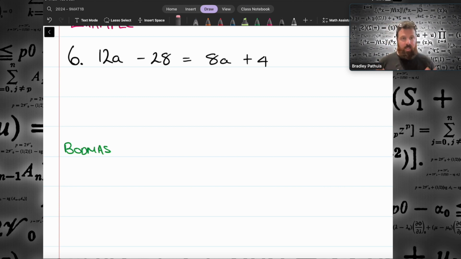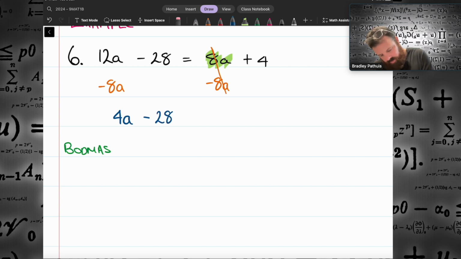I can see here that my pronumerals are on both sides of the equal sign, and I can identify that 8a is the lowest value. It's positive 8a because there's nothing written in front of it. So the opposite of positive is negative. So I'm going to take away 8a from both sides. That's going to get rid of the 8a from that side. On the left-hand side, 12a take away 8a is going to give me 4a minus 28, and that is going to equal 4, because the 8a on the right got rid of itself.